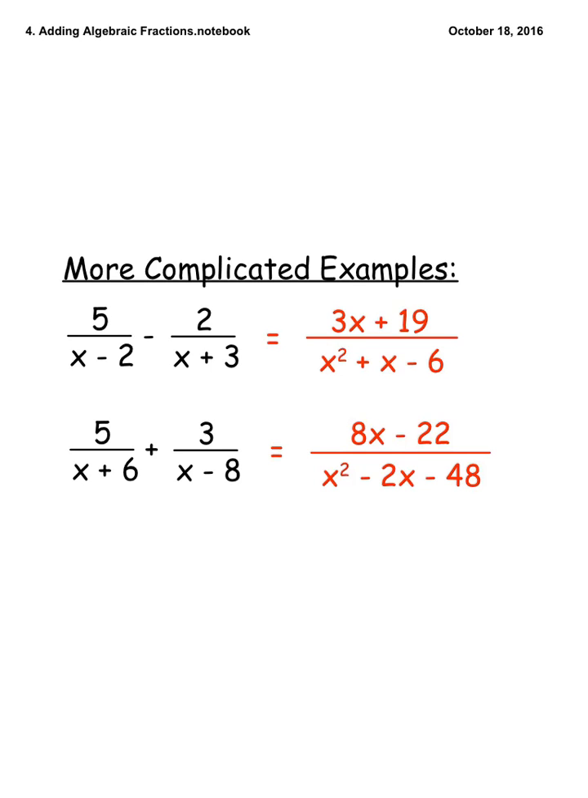Okay, so the answer to the first question is 3x plus 19 all over x squared plus x minus 6. And the answer to the second one is 8x minus 22 all over x squared minus 2x minus 48. If you weren't able to get those answers, make sure you consult your maths teacher or come along to a supported study session Tuesday or Wednesday after school.